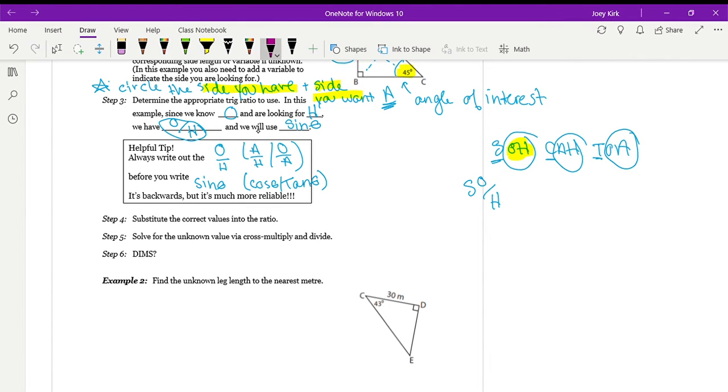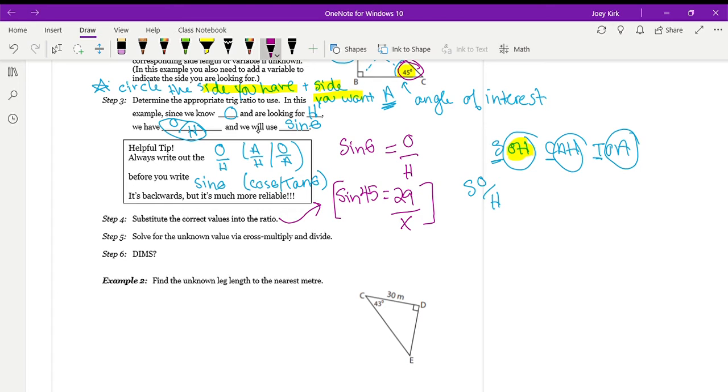Okay, so we know that we've got our opposite over our hypotenuse, and that's equal to sine of theta. Now substitute in the values for the correct ratio. So what's our angle of interest? It's 45 degrees, there it is. So we're going to say sine of 45 is equal to our opposite. Now we have a value for our opposite. We know that our opposite is 29 and our hypotenuse is x. So this part right here, that is step 4.